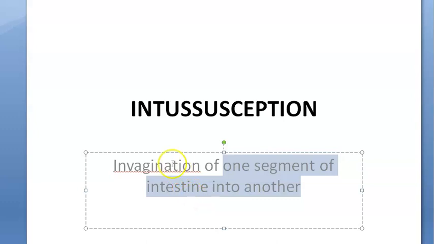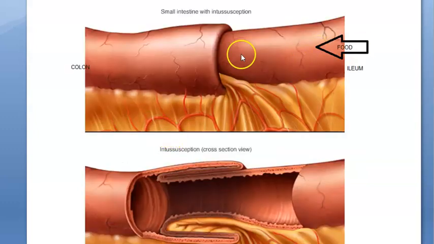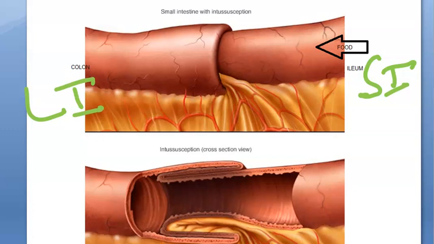One segment of intestine is going into another. So let us say the food is going like this. Let us say this is the ileum and this is the cecum. So it is going from small intestine to large intestine. This is the proximal part and this is the distal part, right? So this proximal part enters the distal part because this large intestine is kind of big and small intestine is small, right? You can understand. So this proximal part can get into the distal part. So this is the intussusception.